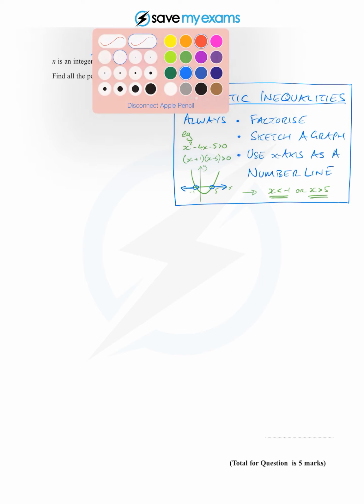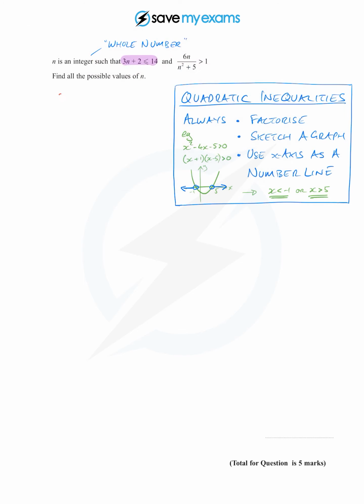So let's go with the first one, and that is 3n plus 2 is less than or equal to 14. Now this just looks a bit like an equation, and indeed for linear inequalities. Why do I mean linear? Well, look, there's no squared here, unlike the other one. So we just solve it like an equation.